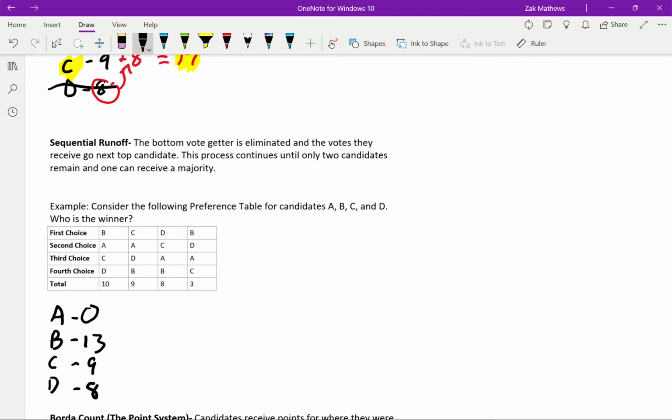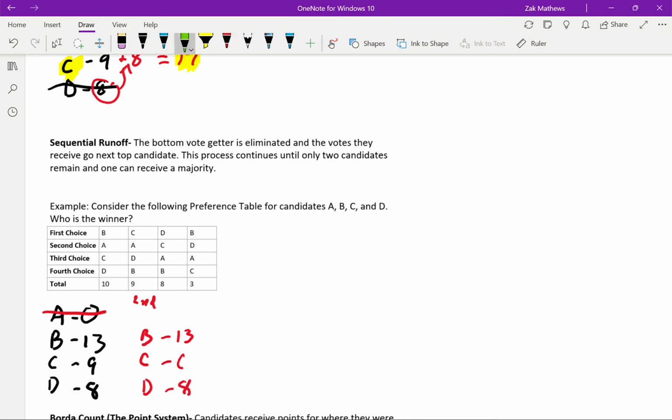So under this system, we take multiple steps. So we say, okay, A is out. Their votes go to the next highest candidate. In this case, A didn't get any votes. And so we'd go to a second round. And in the second round, the only people left are B, C, D. So B still has 13, C has 9, and D has 8.